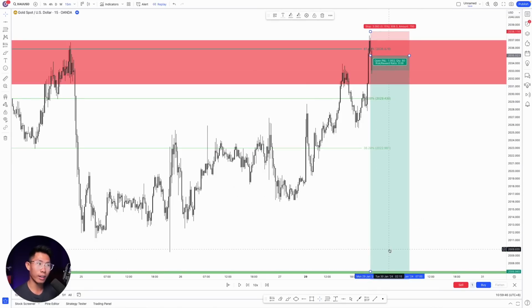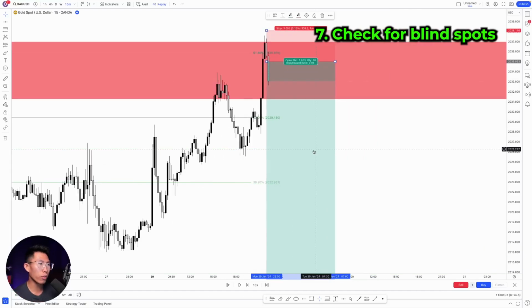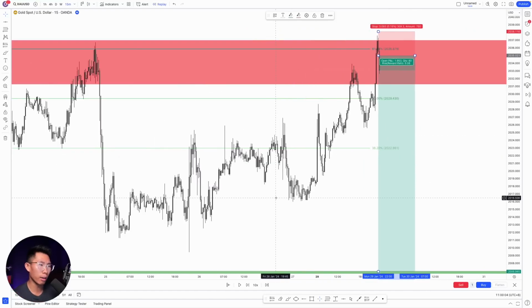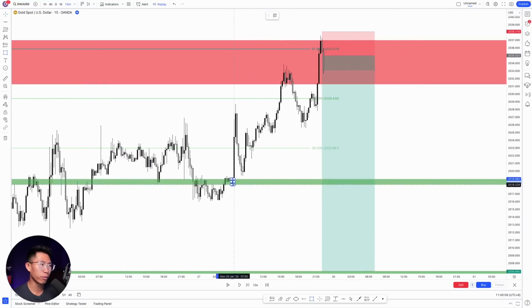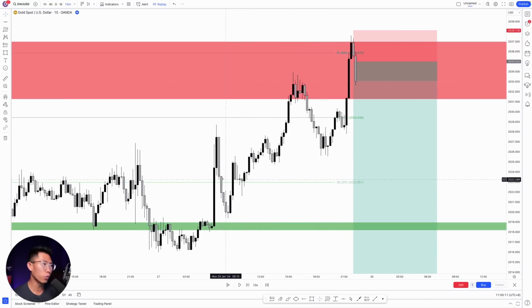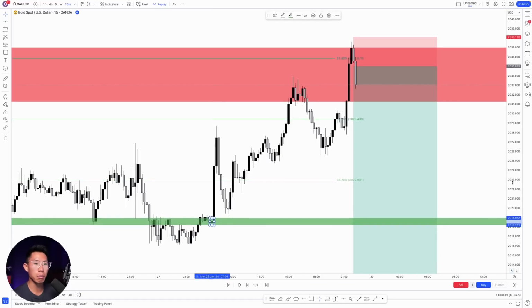But wait, there is a mistake being committed right here. Remember what I said earlier about how you need to use multiple time frames to check your blind spots. If you zoom out and look towards the left, you will notice that there is actually another demand zone being formed right here, because there's inefficiency right here once again, and this area here is actually a demand zone.